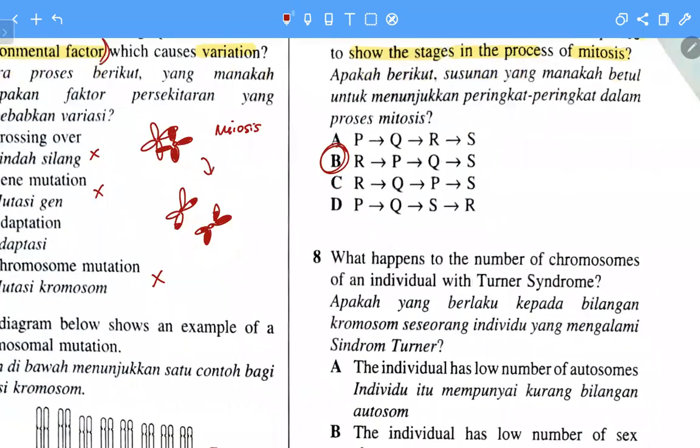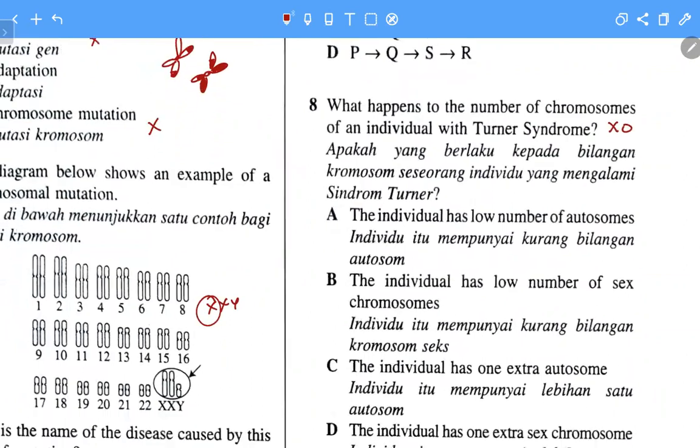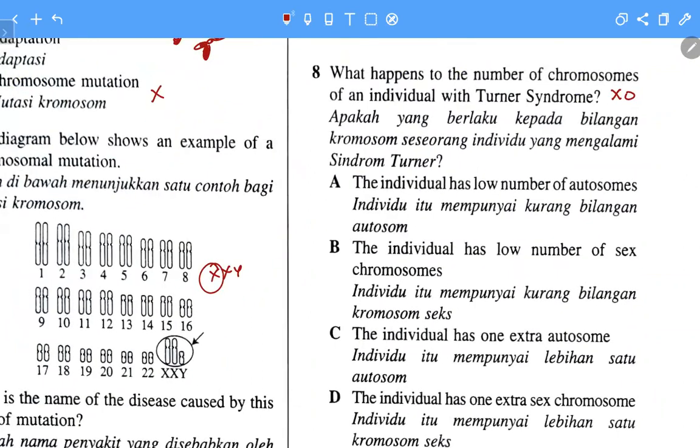All right, number 8, what happens to the number of chromosomes of an individual with Turner syndrome? So we have Turner syndrome, remember? What is Turner syndrome? I'll explain to you just now. Turner syndrome is XO. So it's a female which lacks one X chromosome.